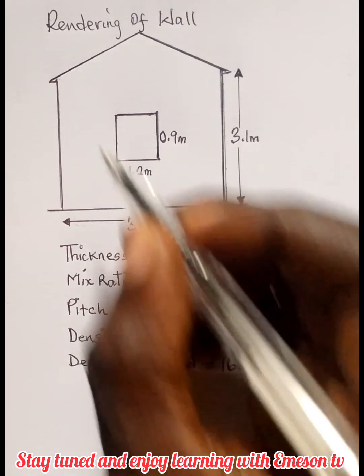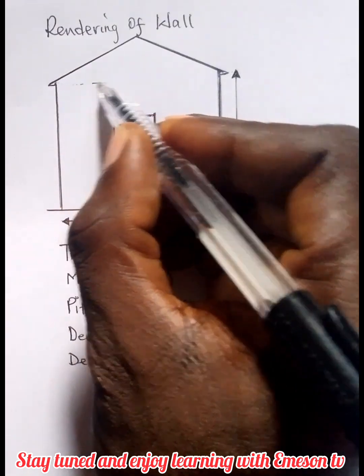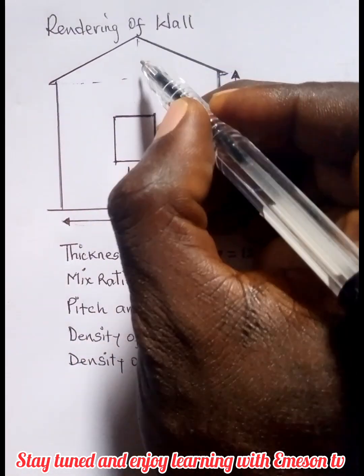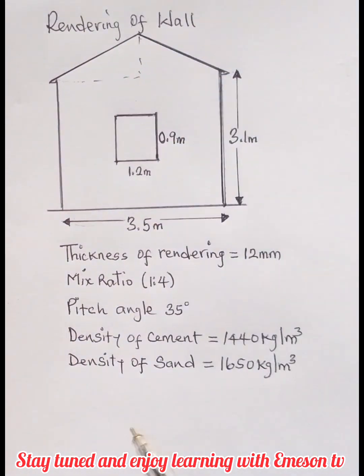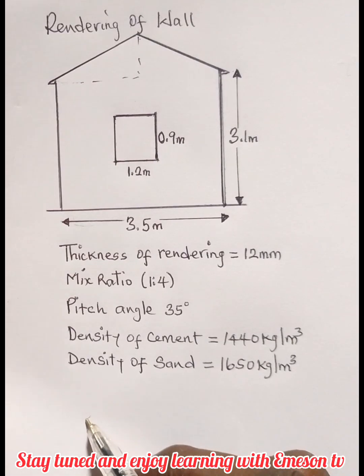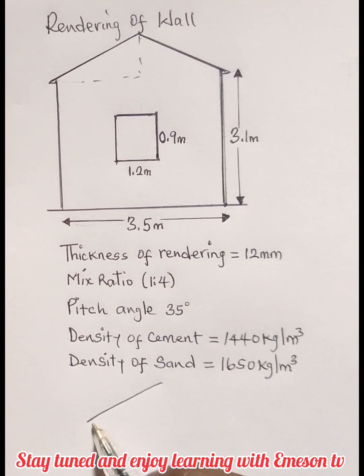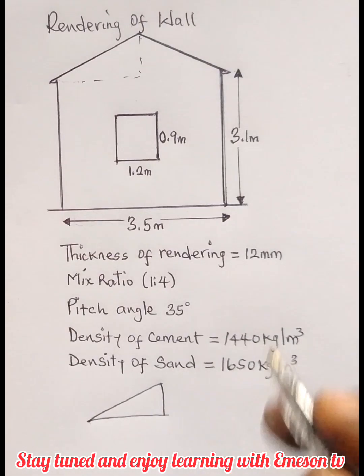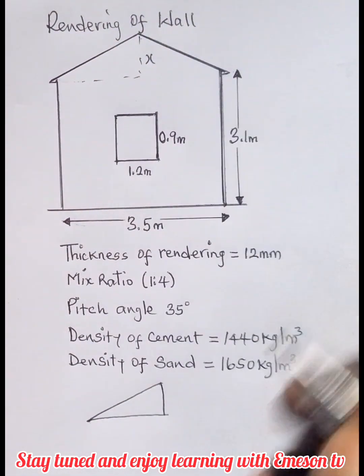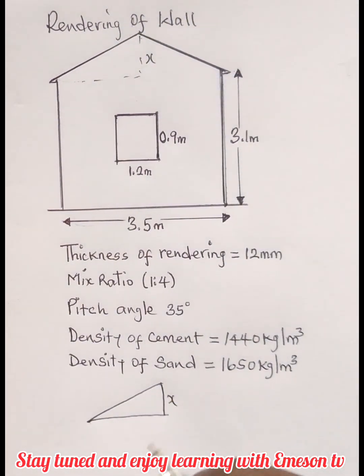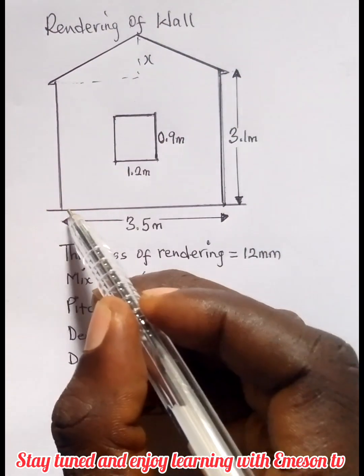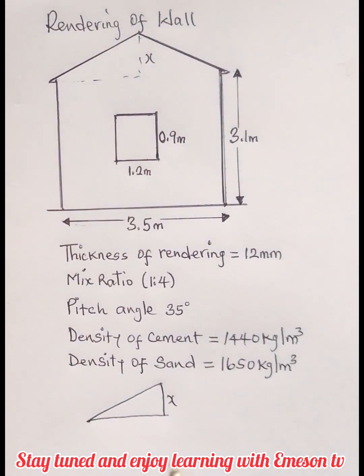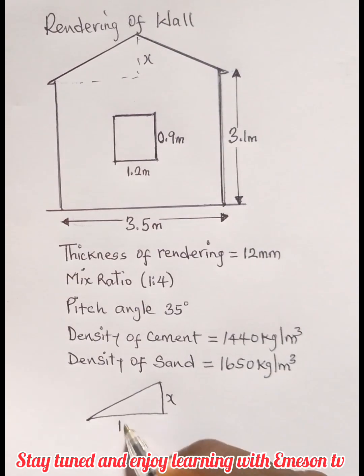Let's have something like this. So have it like this. Let's find this place. Let's call it S. From here to here will be half of this place. So half of this 3.5 is 1.75.